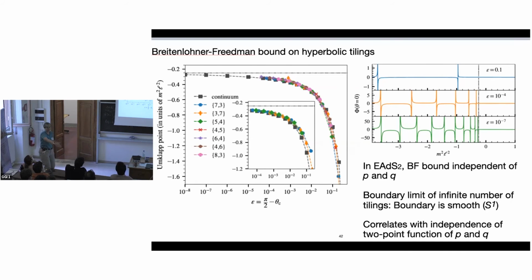Now if you start doing this for lots of different tessellations numerically, they lie almost on the same curve. The numerics breaks down at some value, but asymptotically they all lie on this line of the continuum case. This is the continuum case with a finite cutoff, and then you take the cutoff to 0.